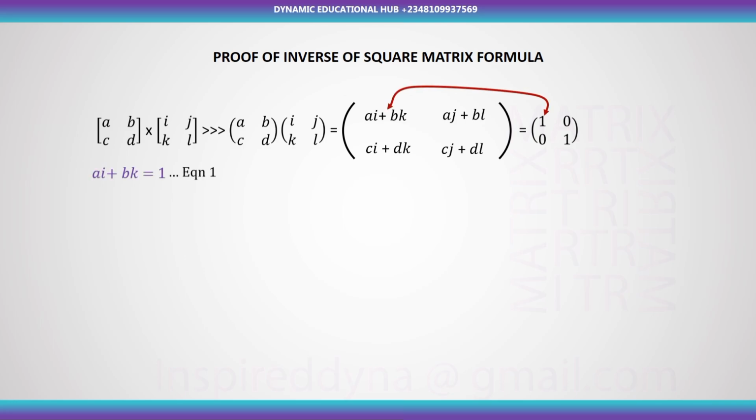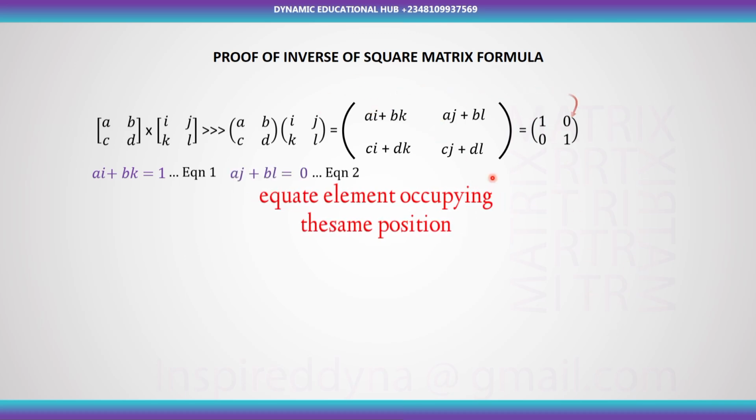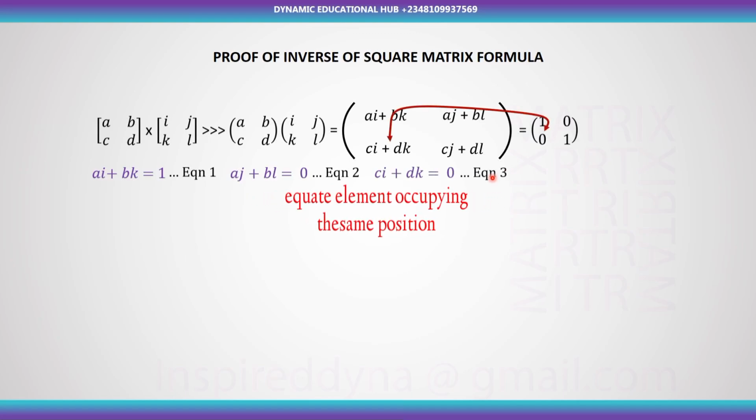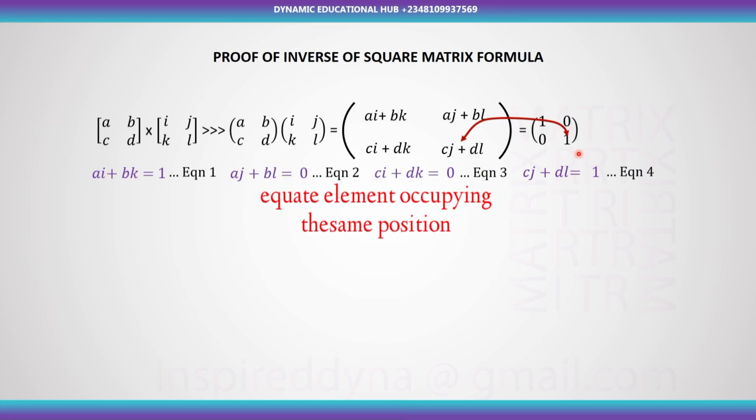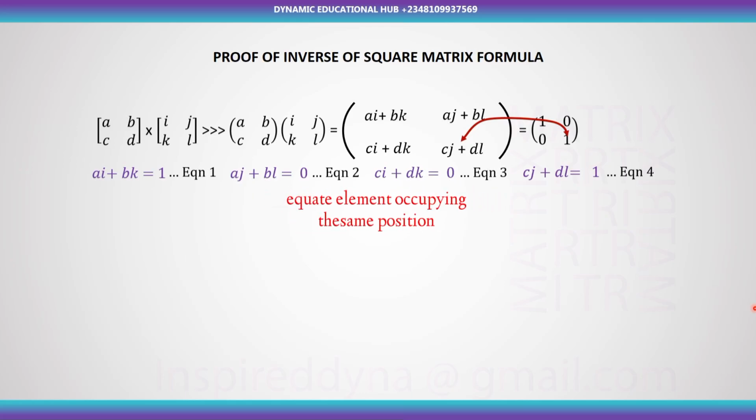Now we can relate them together. We compare them. So this one is equal to this, this is equal to this, this is equal to this, and this is equal to this. Let's call them equations. This one is equation 1, equation 2, equation 3, and equation 4. So we want to solve these equations by relating them together.